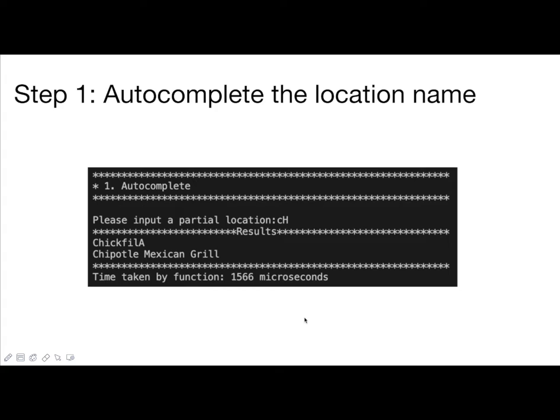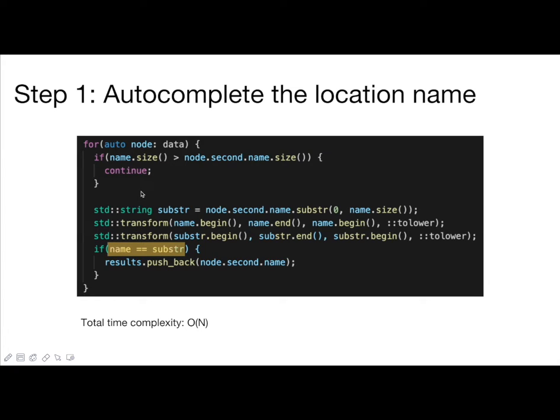In step 1, we need to realize the function of autocompleting the location name. When the user inputs a partial name of the location, our system will return a list of possible location names. First, we traverse all nodes on the map. If the beginning part of a location's name is equal to the input, we add the location name to our output vector, as shown in the results. The total time complexity of this algorithm is O(n).